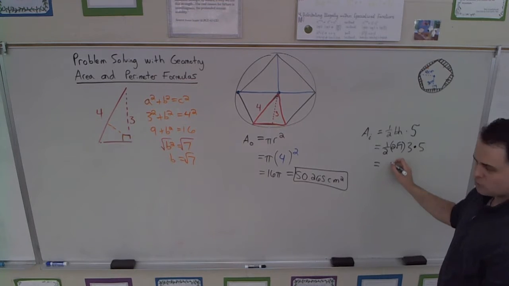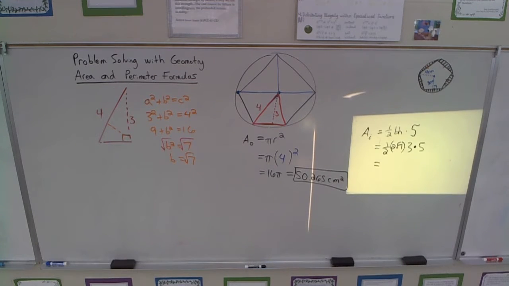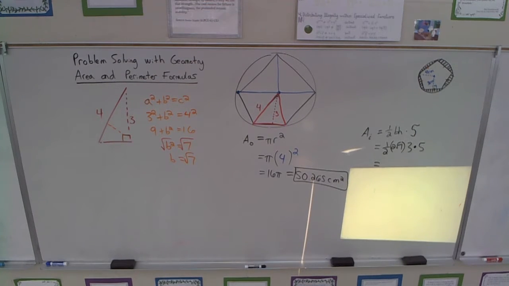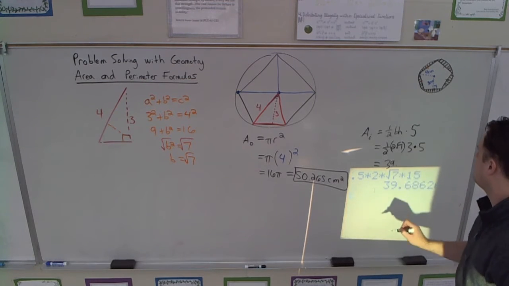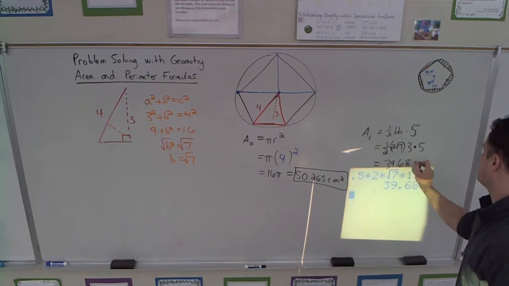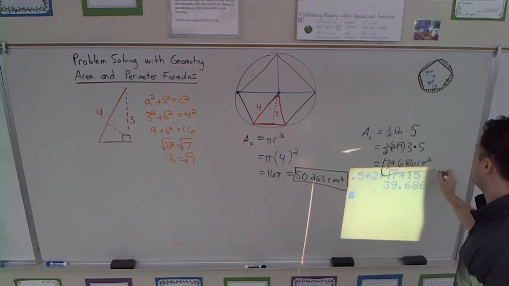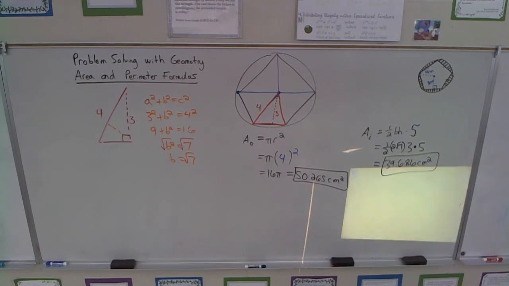So let's just say this comes out to, you know what, let's just do it. We need to take our time here. So I'm going to go half times 2 times the square root of 7. And I'm going to just multiply that by 15, right? 3 times 5. So that's 39.686.